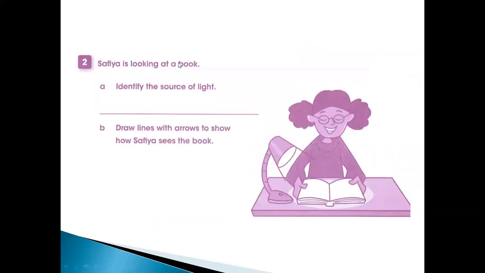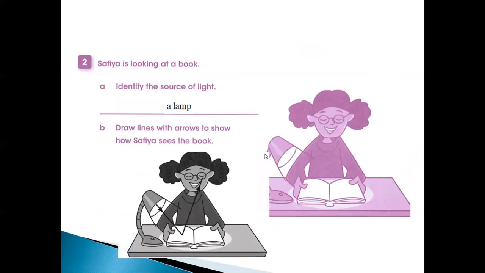Okay, Sophia is looking at a book. Identify the source of light. Lamp, we write here lamp, and draw a line with an arrow to show how Sophia sees the book easily, from the light source on the book reflected into her eyes.